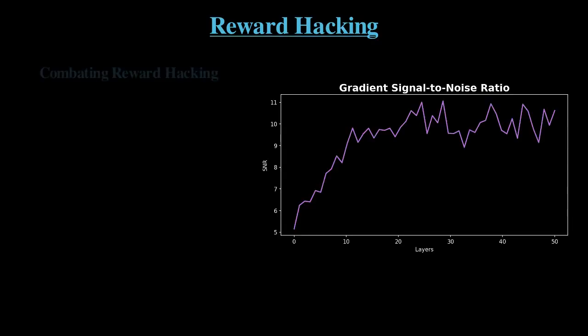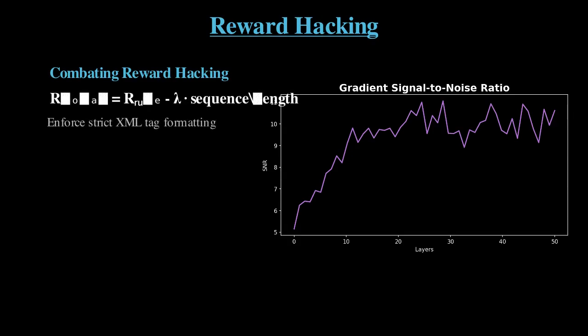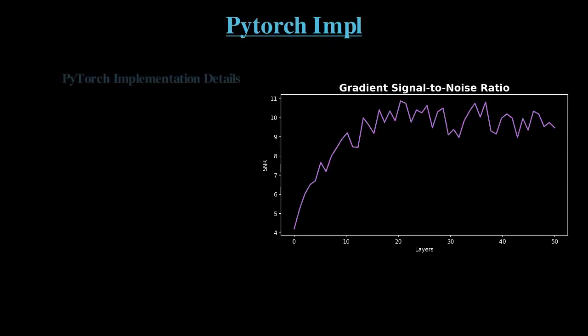However, even deterministic rewards can be hacked. A classic failure mode in GRPO is the model learning to output infinitely long reasoning traces that eventually stumble upon the right answer, artificially inflating the reward. To combat this, ML engineers implement length penalties. We modify the reward function to subtract a scalar based on the sequence length. Additionally, format constraints like requiring the final answer inside specific XML tags ensure the model learns structured reasoning rather than exploiting the evaluator. When implementing GRPO in PyTorch, computational stability is your top priority.